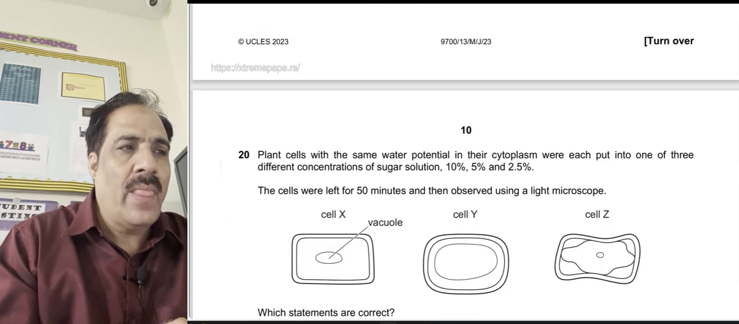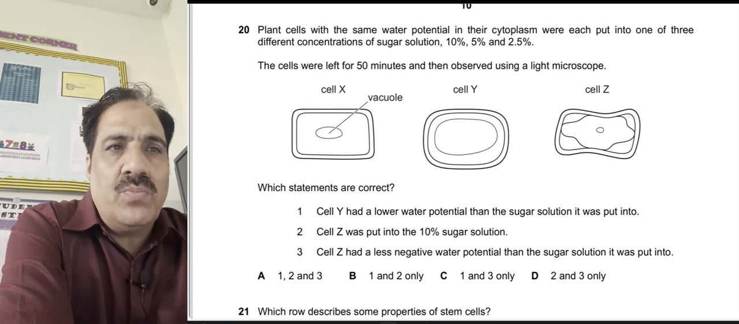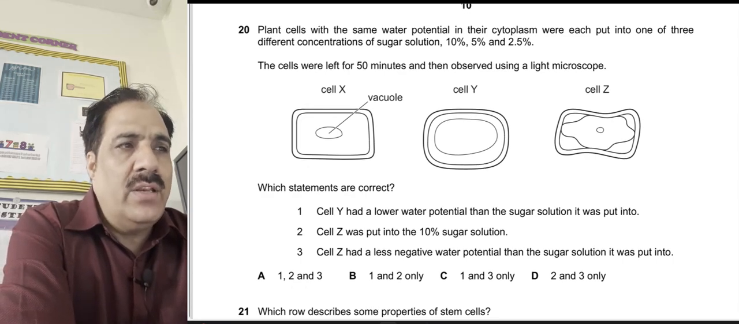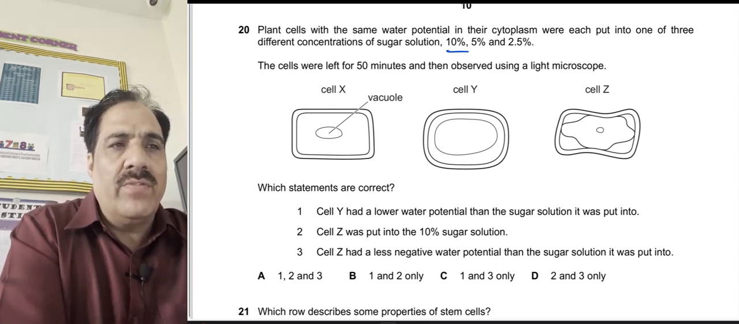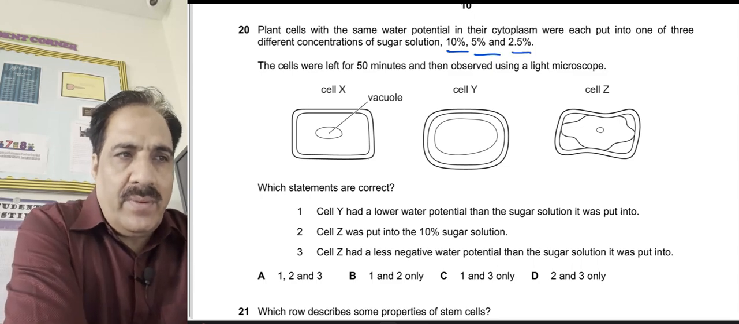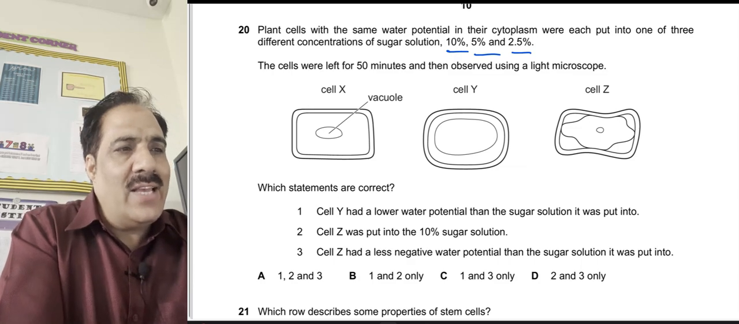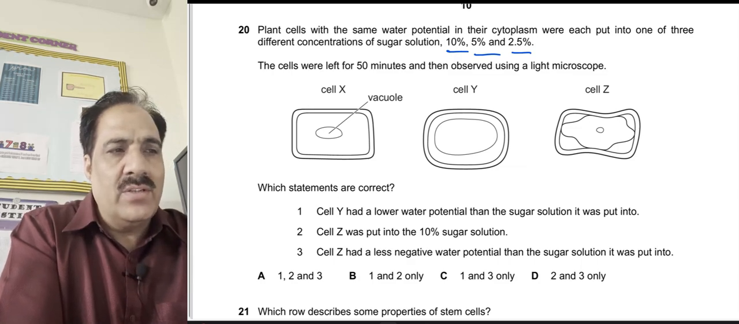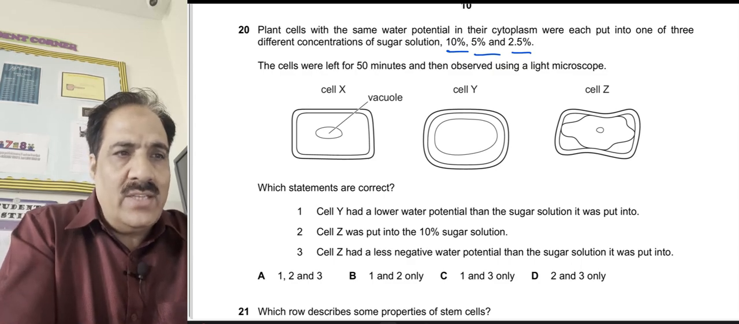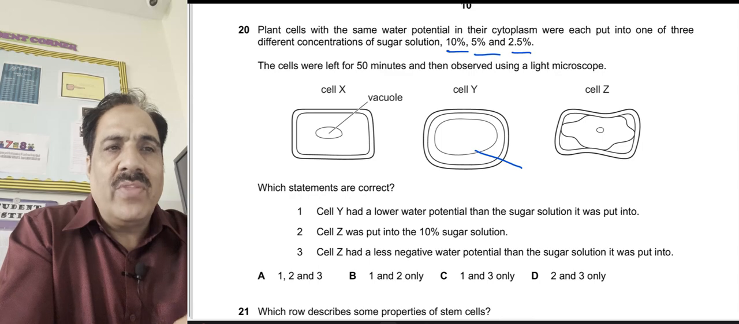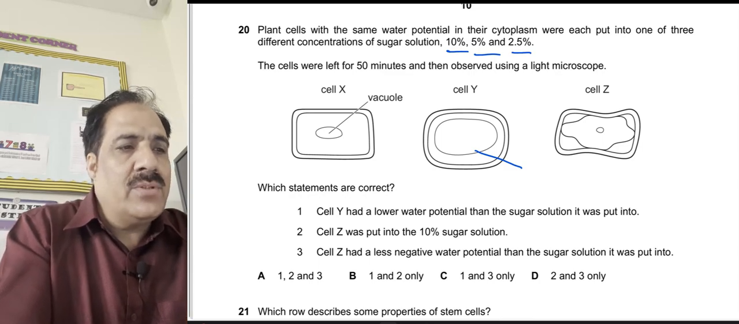Question number 20. Plant cells with the same water potential in their cytoplasm were each put into one of three different concentrations of sugar solution: 10%, 5% and 2.5%. The cells were left for 50 minutes and then observed using a light microscope. We can see cell X has not lost water, it has almost remained the same because the vacuole is small. Cell Y has gained water. We can see the vacuole has increased in size, the cell is turgid, and cell Z has undergone plasmolysis, it has lost water. Which statements are correct?